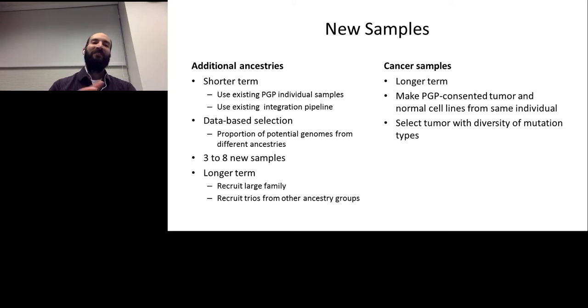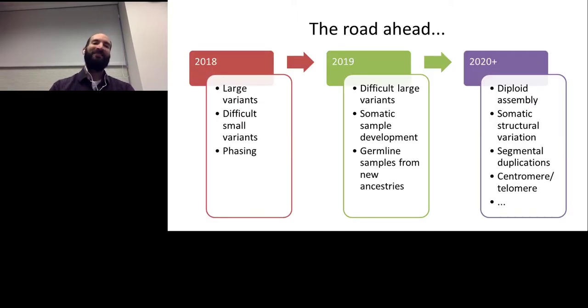And then we're also looking at new samples, and this includes samples from additional ancestries, as well as developing cancer samples that we'll characterize in the future. So the road ahead is characterizing large variants and difficult small variants and phasing in the next year and probably going forward. Then in 2019, characterizing more difficult larger variants and even more difficult small variants, as well as starting with somatic sample development and new germline samples.